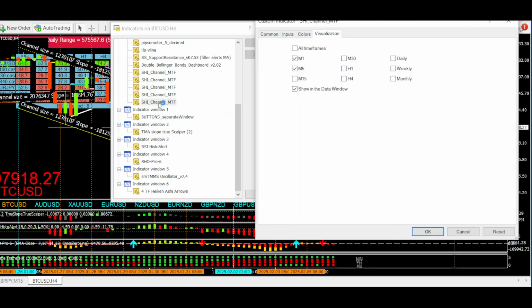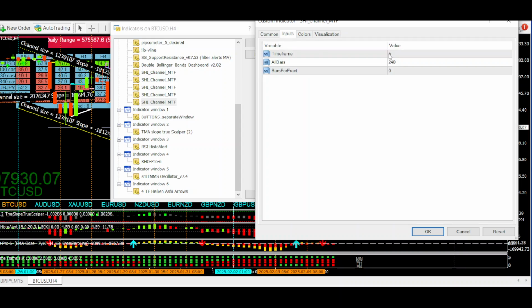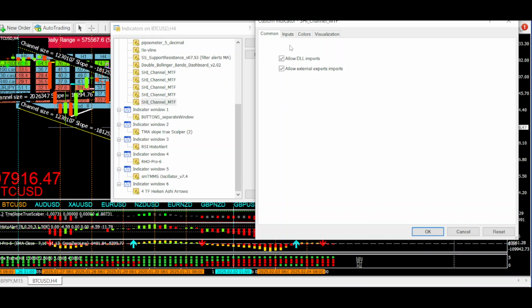And I might as well show M5. Inputs, M5. So you just change your inputs to 15, 60, 240, 1440, and so on and so forth. And inputs, visualization, that's what I'm looking for. Sorry, I got distracted with the noise then. To show only, so you can have it on all time frames, which would be pointless on M5, but to show only M1 on the 5-minute shy channel, to show only on M1 and 5.